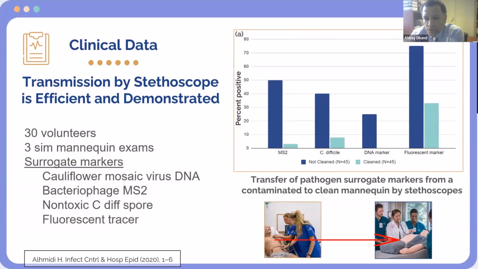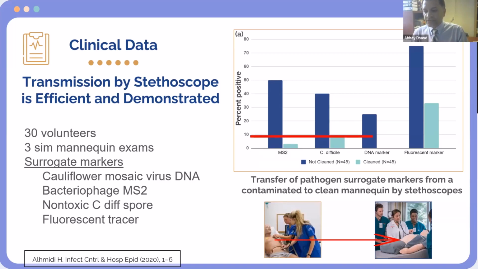Now the question becomes, are stethoscopes a vector? When you control all the other contact precautions, cleaning, and hand hygiene, are stethoscopes the vectors for these organisms? It was done in this beautiful study in which volunteers and mannequins were used to look at the transfer of pathogens from one mannequin to another. Surrogate markers, a DNA virus bacteriophage, non-toxic C. diff spores, and a fluorescent marker were used. And the providers, the 30 volunteers, went from one mannequin to another mannequin.